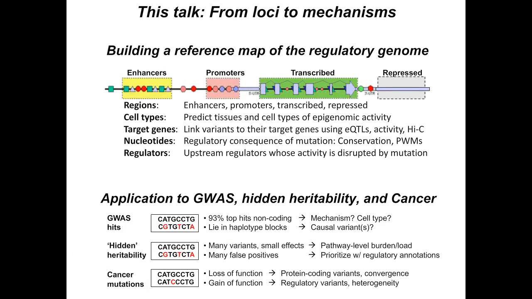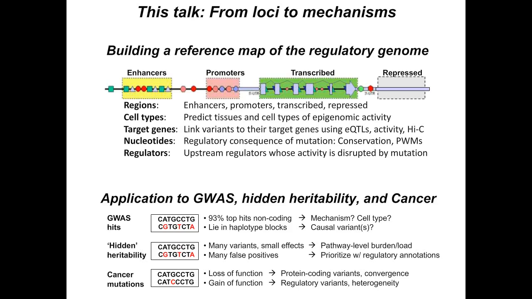the cellular phenotypes. So what I'll talk about in this particular presentation is, number one, how do we build a reference map of the regulatory genome that allows us to distinguish the regulatory elements that are near the beginning of the gene, known as promoters, that I'll color in red, distal regulatory elements, known as enhancers, that I'll color in orange, and then transcribed regions, repressed regions, that I'll color in green and gray, in order to understand systematically the regions of associations, the cell types in which they're acting, the genes that they target, the nucleotides that are underlying disease, and the regulators.